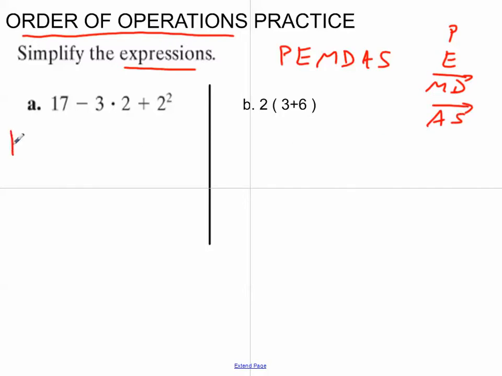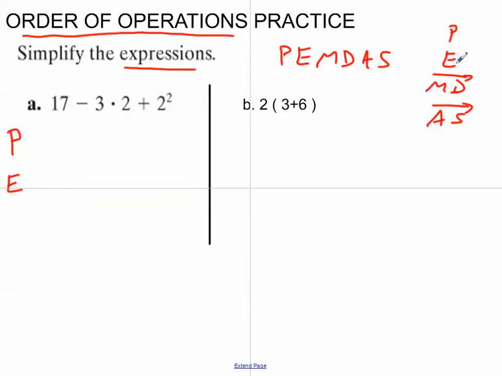So we have an expression. How do we clear it out? How do we simplify it? How do we evaluate it? First of all, we look at the P. P stands for parentheses. Any parentheses we need to clear out? We don't, so we go to the next step. You don't need to necessarily do all these steps for each one, but I'm going to do this for explanatory purposes, just so we can see what's going on.